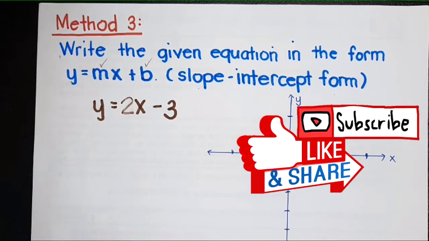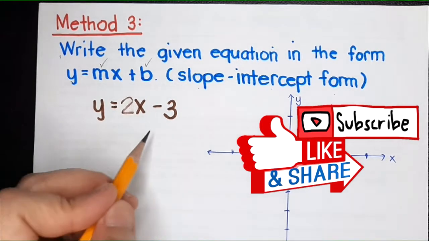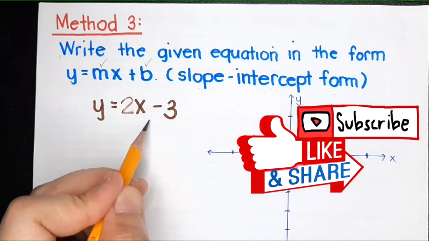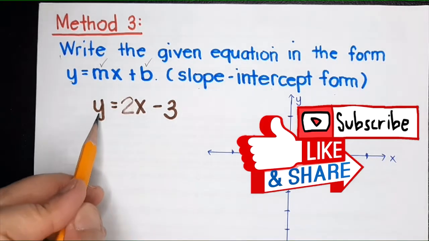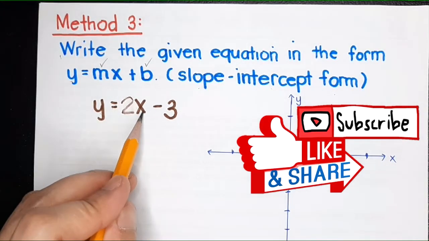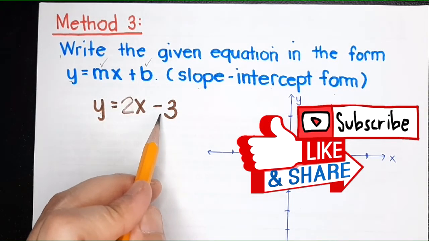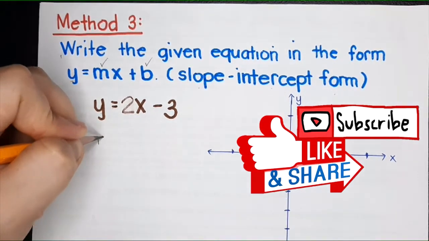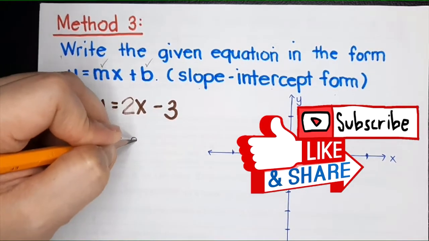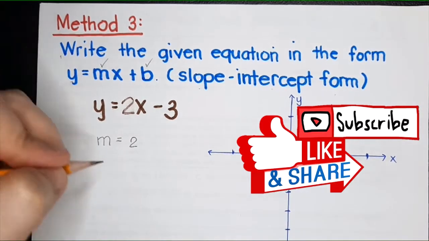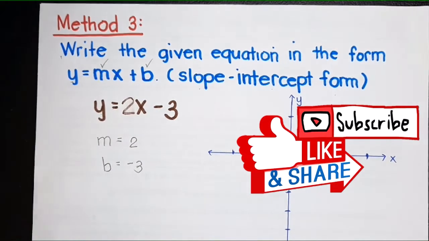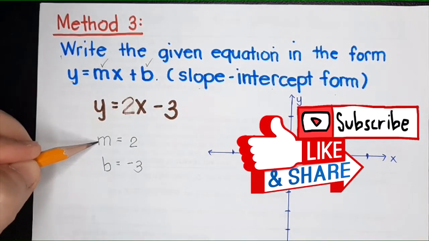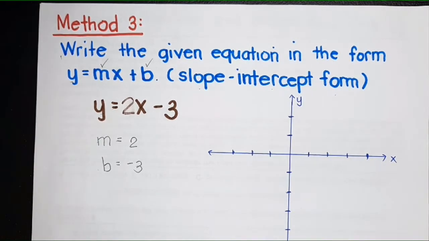Okay? So, fortunately, luckily, the given equation is already in the slope-intercept form, right? Kasi ito, y equals mx, and then this is b. Alright? So, what is m? It's 2. That's the slope, right? And what is b? It's negative 3. So, how do you graph it? Using m and b. So, ganito lang yon.